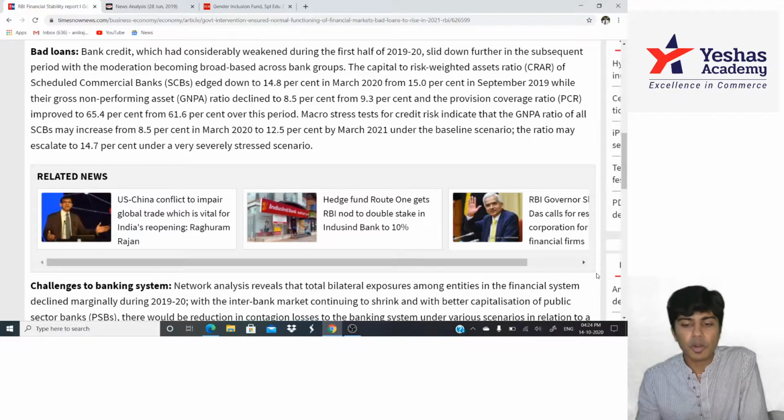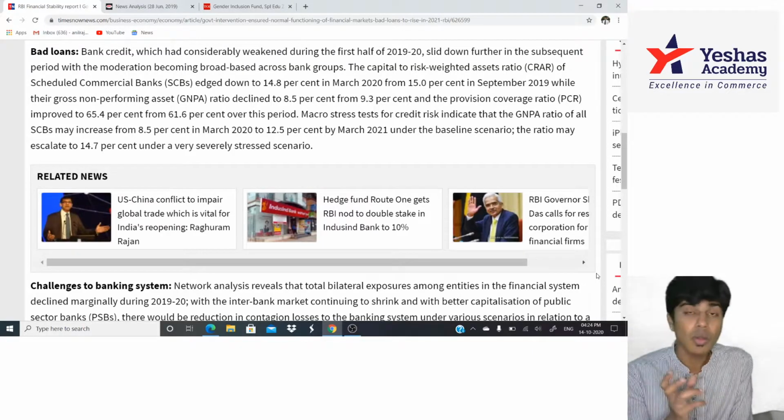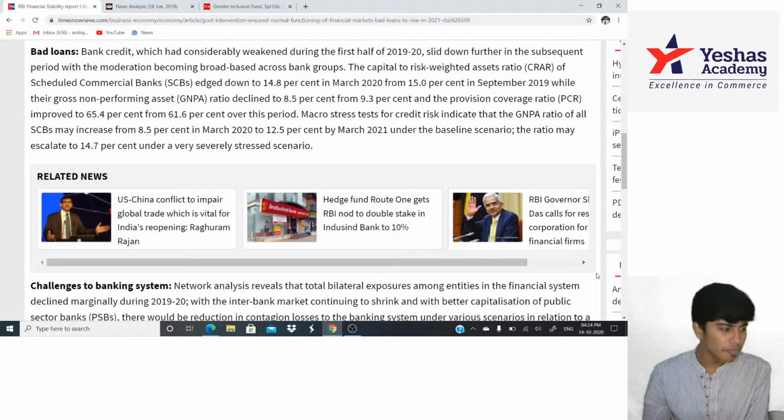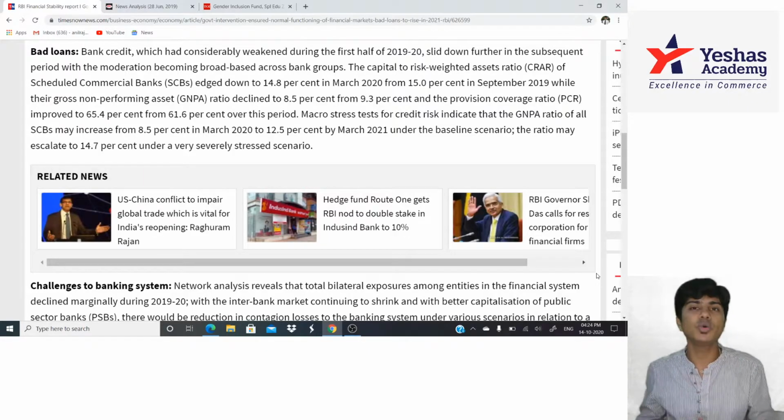And the next thing is provision coverage ratio. Before seeing 65.4, 61.6, I'll tell you what exactly is provision coverage ratio. Now, provision. What is provision? Today I buy a pen, I pay money, it is an expense. After 1 month, I would have to buy a pen. Do I have to pay now? I would pay after 1 month. But what if I don't have money after 1 month when I would actually want to buy a pen? So what will I do?